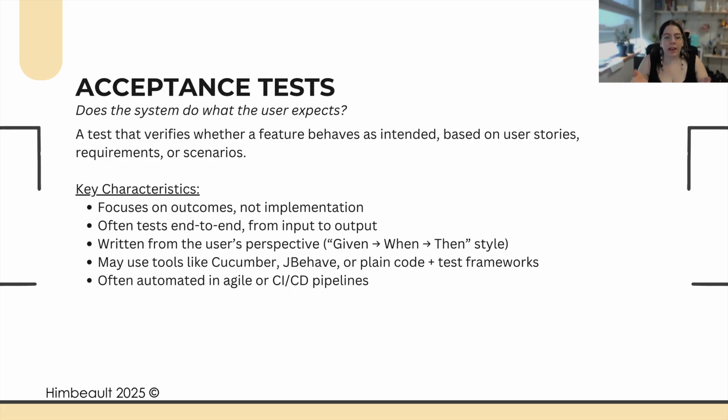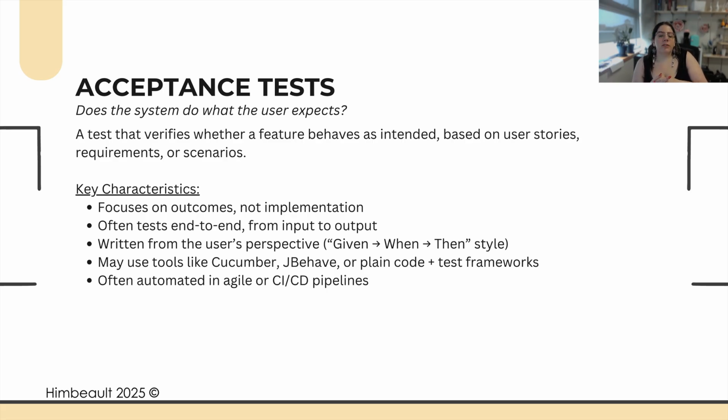So often these tests are end-to-end, meaning from input to output. We inputted the name and password, we output success, you're logged in, right? And these are often written from the user's perspective. Given a user name and password, when I log in, then it is successful. Nothing about authentication appropriately, nothing about verification, none of that, right? All of those things come in at lower levels where we can test those nitty-gritty details.